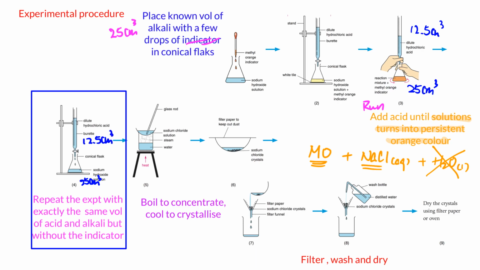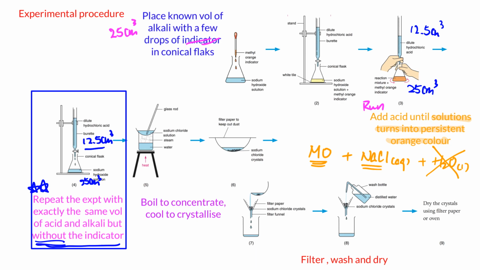Colorless liquid together. So we assume they have already finished the neutralization. Without the help of indicator, actually we can't tell, but based on previous experiments, we can know the neutralization occurred when 12.5 cm³ added into it. Do remember, this is the most important step. Repeat the experiment with exactly the same volume of acid and alkaline used, but without the indicator.